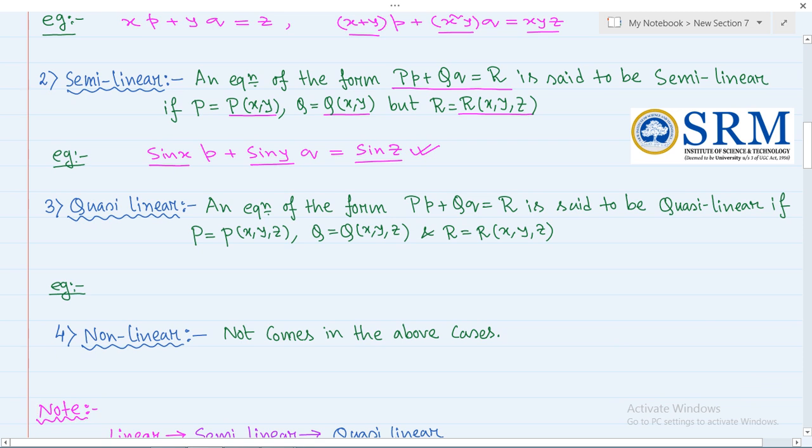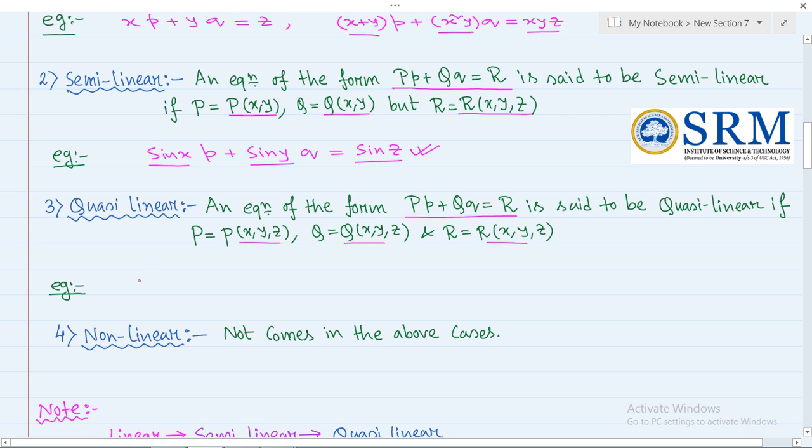So an equation of the form capital P into small p plus capital Q into small q equals capital R is said to be quasi-linear. We can see there is no restriction on P, Q and R. That is, all this capital P, capital Q and capital R can be functions of x, y, z.